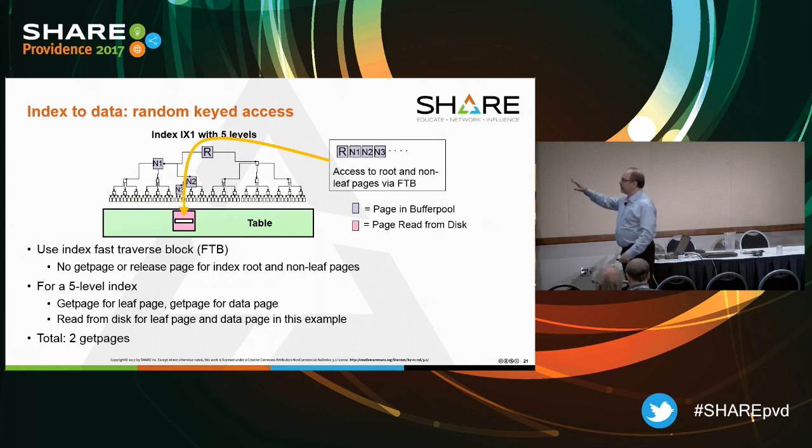So here's the picture to go with that. I still have a 5-level index. I've still got my row in my data table, but now I've got an FTB allocated up in the upper right. I've got the root page and the non-leaf pages laid out here. And so DB2 will just go and ping through this to find the leaf page and then the data page. So in this particular example, instead of 6 get pages, I end up with 2. There's going to be a lot of significant opportunity for savings here.